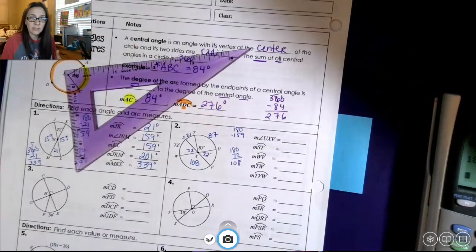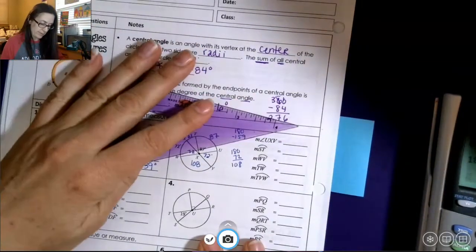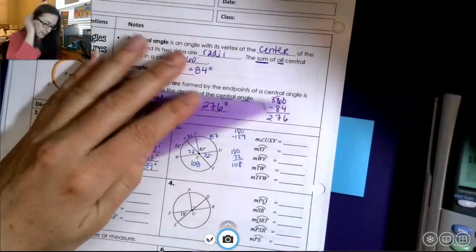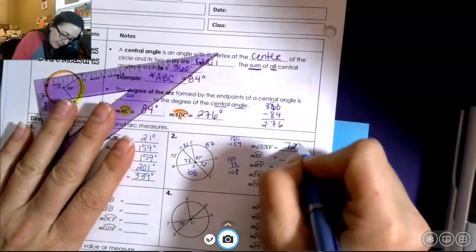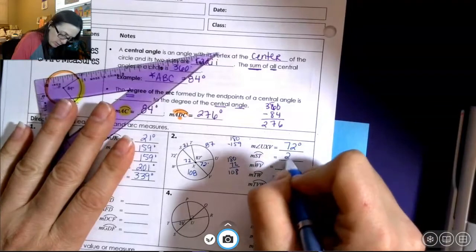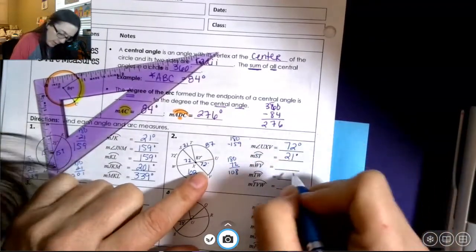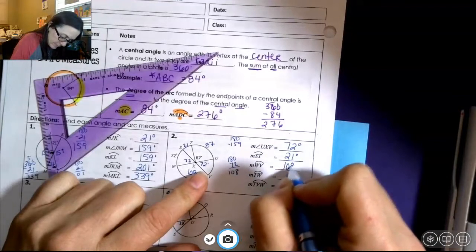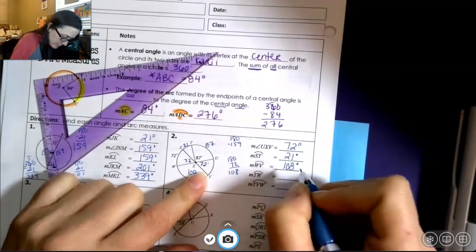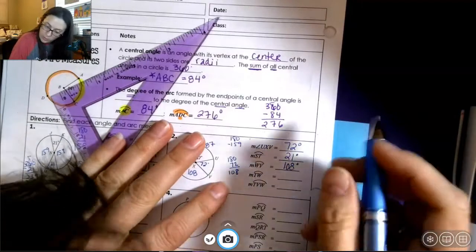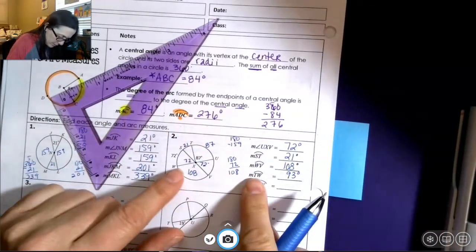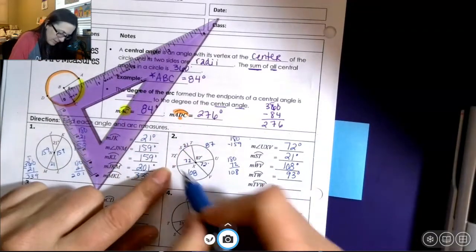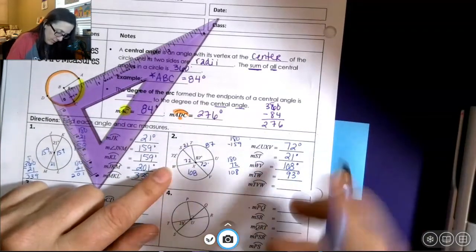So there are lots of ways to figure them out. Use a ruler if you need to, like in that image. The straight line sometimes helps. Okay, these end up being 72, 21, 108, 93. TW: so T to W, I'm going to have to add 72 and 21 together.